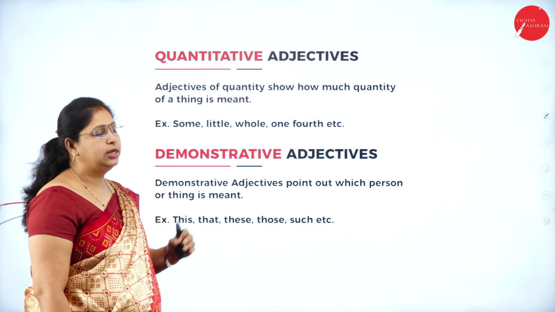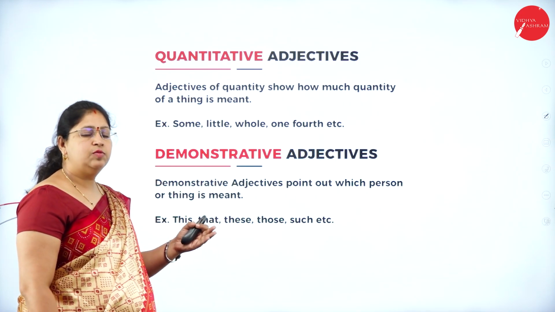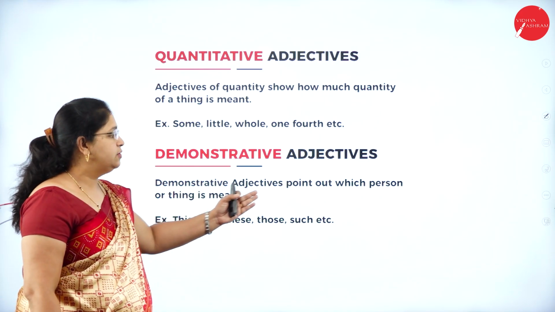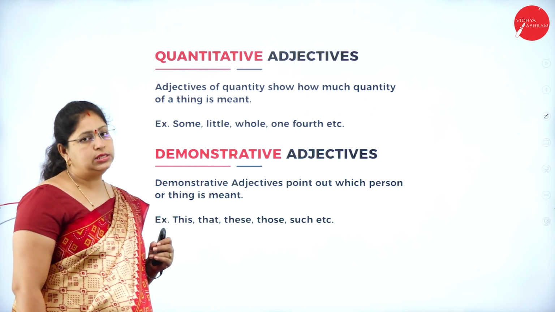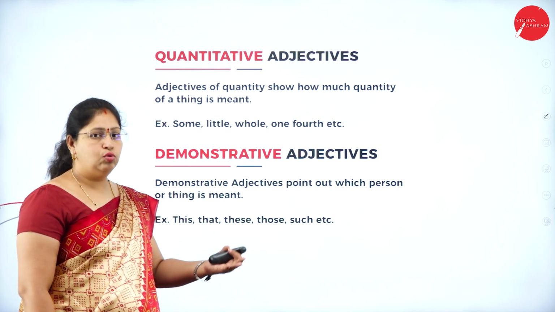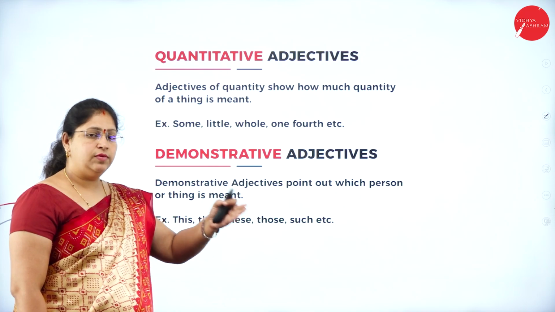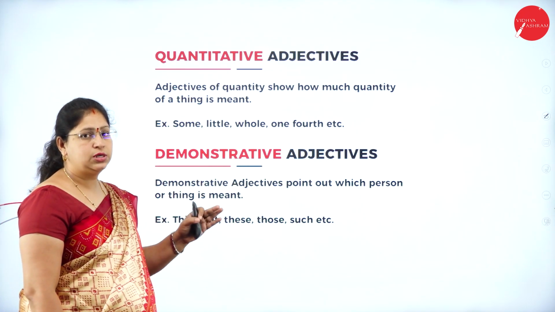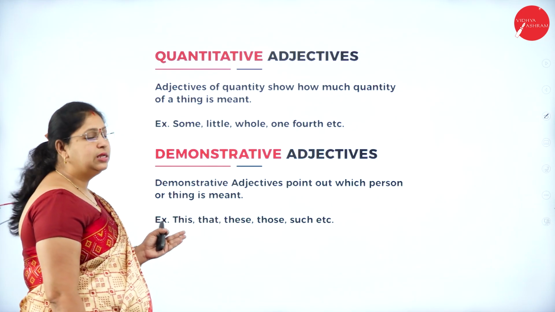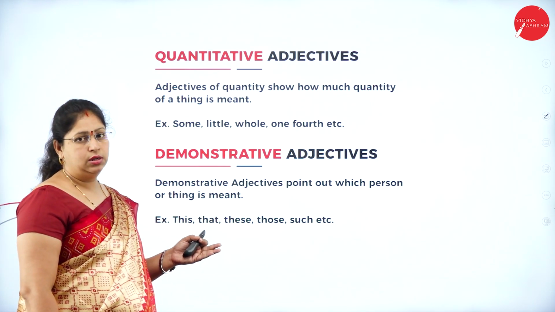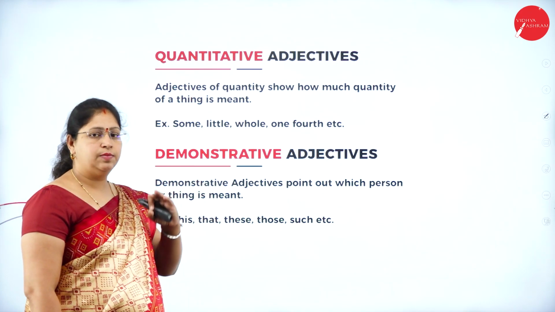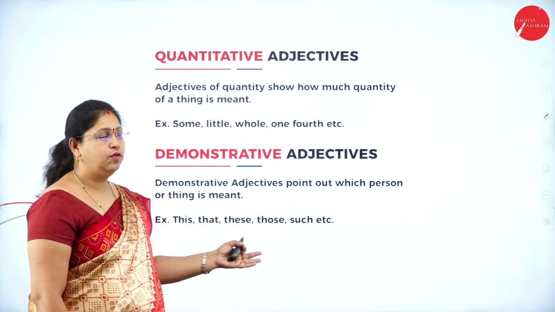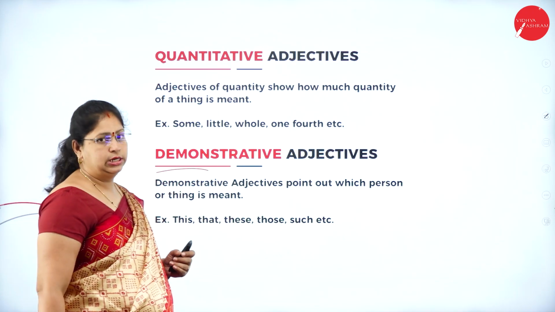Then demonstrative adjectives. Okay. Demonstrative means it demonstrates, it tells something about the thing. Demonstrative adjectives point out which person or thing is meant. That will tell us who is meant there, which person. If there are many people, we show this person, right? Those words are called demonstrative adjectives. Examples: this is my book. That is the boy. Correct. These, those, such, all these are examples of demonstrative adjectives.